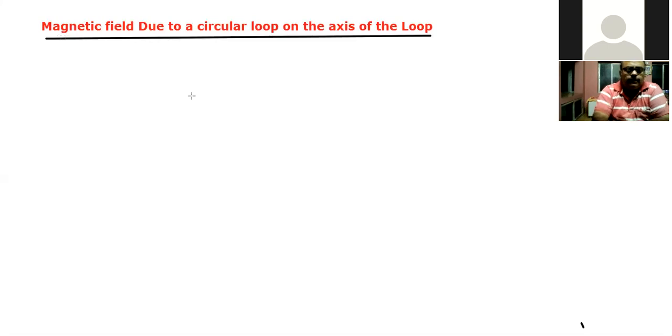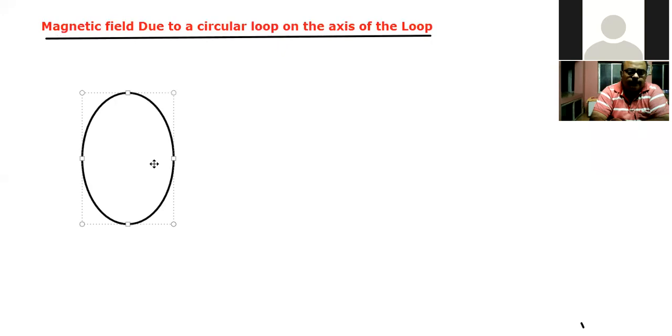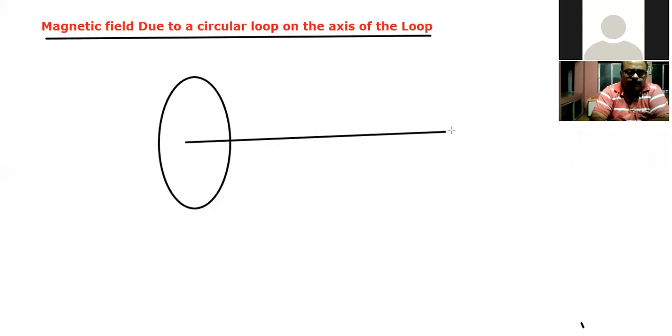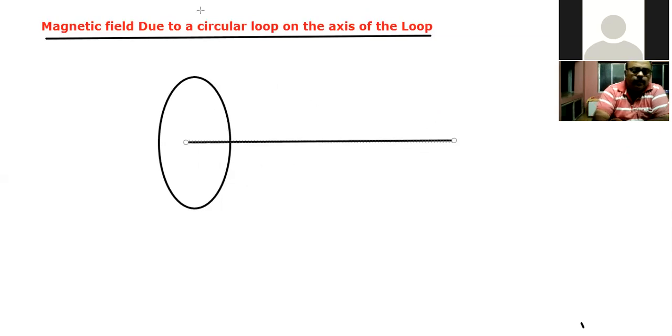So we are finding out the magnetic field due to a circular loop, a current carrying circular loop, on the axis of the loop. We try to find out the magnetic field intensity due to a circular loop on the axis of the loop. So let me consider a circular loop like this. This is the circular loop I have considered, and over here let the point P, where we will find out the magnetic field intensity, be at a distance of x from the center.